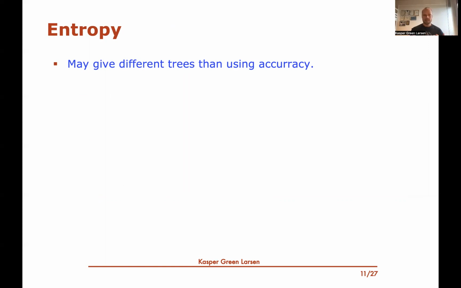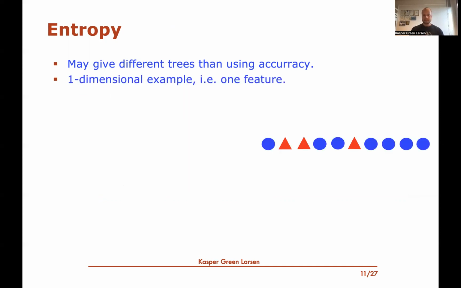In particular, in the extreme case where you classify everything correctly, the entropy also drops to 0. But in fact, they're not always the same, these two. It can actually give different splits. So let's have an example just to see that indeed accuracy and entropy can give different splits when you're building your trees. So here we're just going to look at a one-dimensional data set just for simplicity.